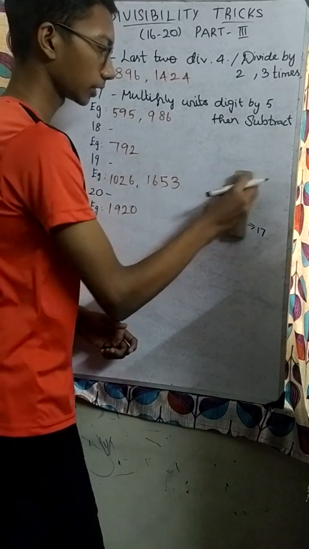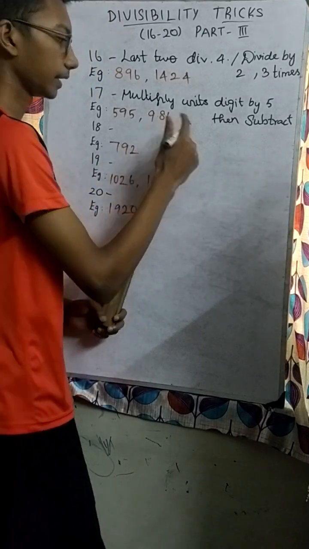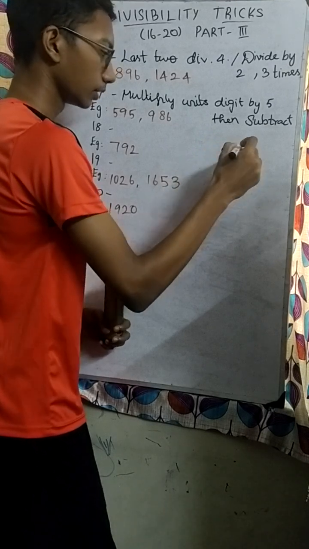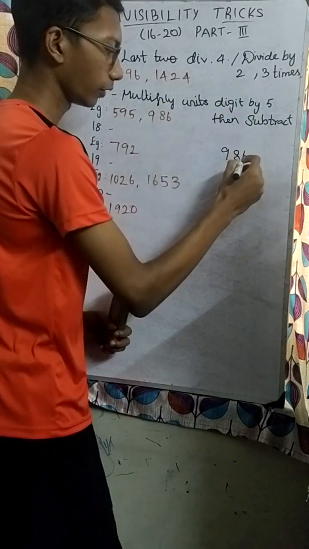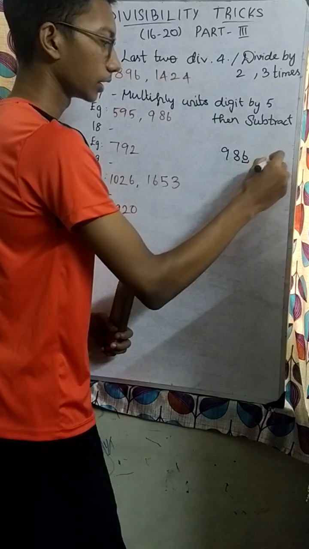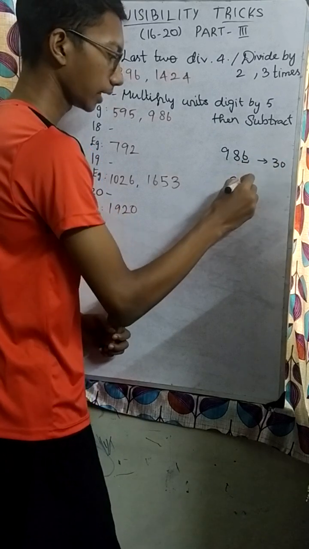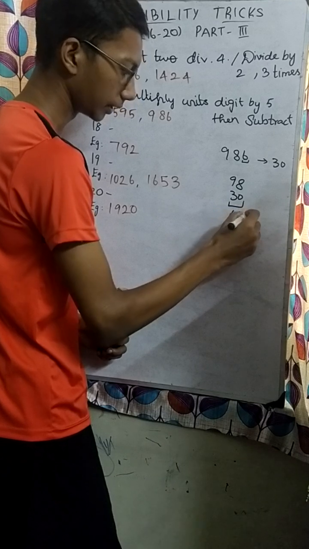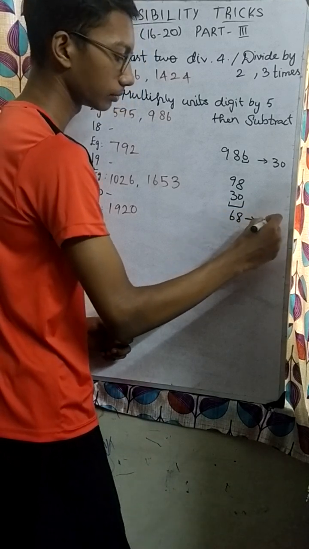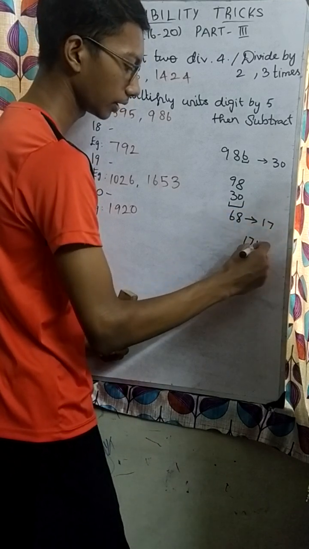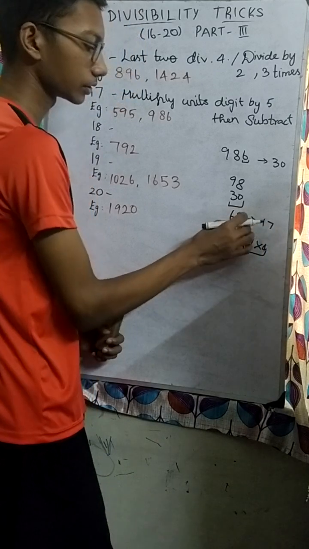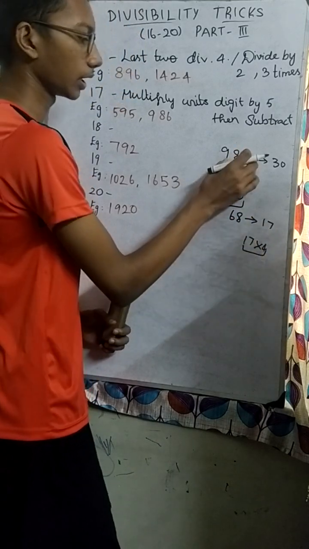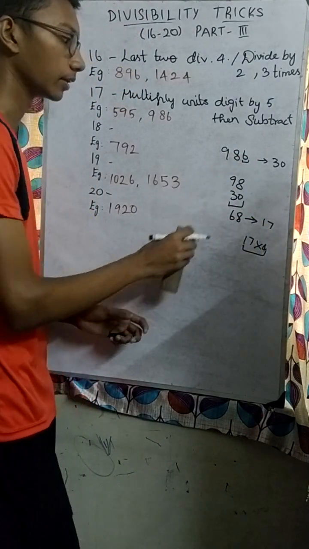Now let's get another example. 986. Multiply the units digit by 5. That is 5 times 6 gives 30. So 98 minus 30 gives 68. We know 68 is divisible by 17, that is 17 times 4 gives 68. Since this is divisible by 17, we can say 986 is divisible by 17.